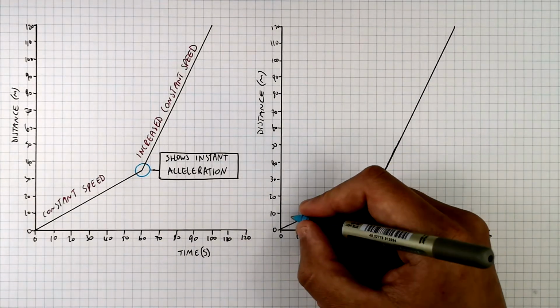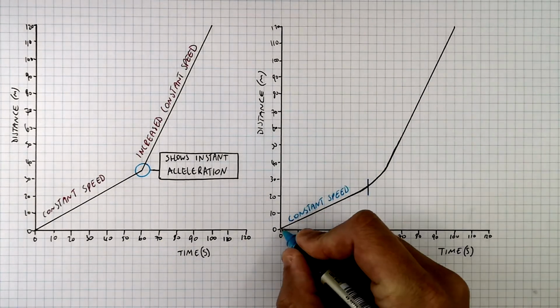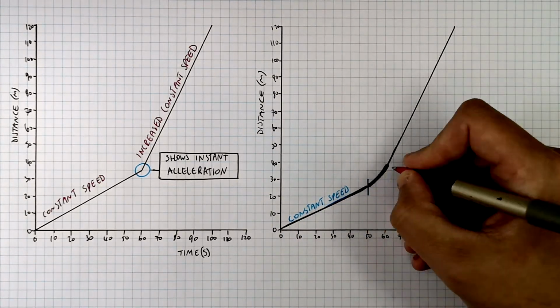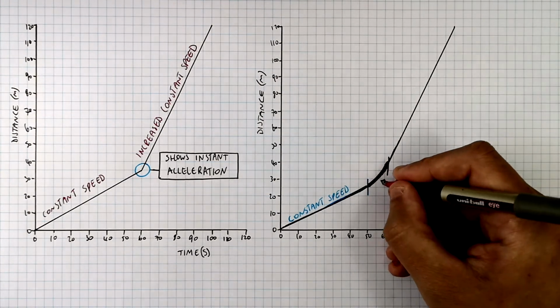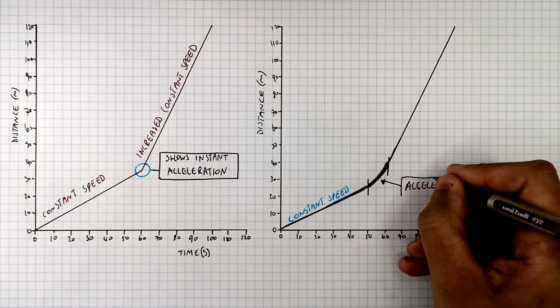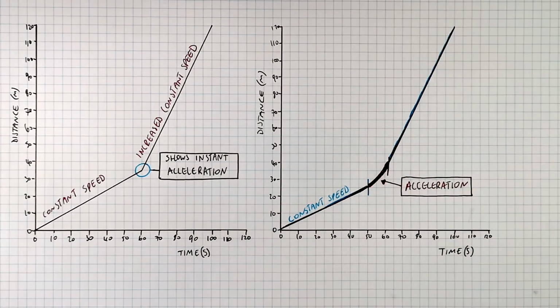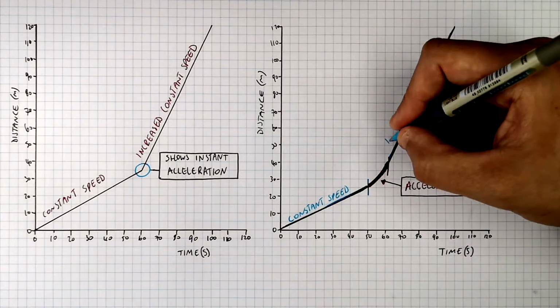So the car starts off its journey at a constant speed. And this curve here shows an acceleration, an increase in its speed. So the object will now have an increased constant speed.